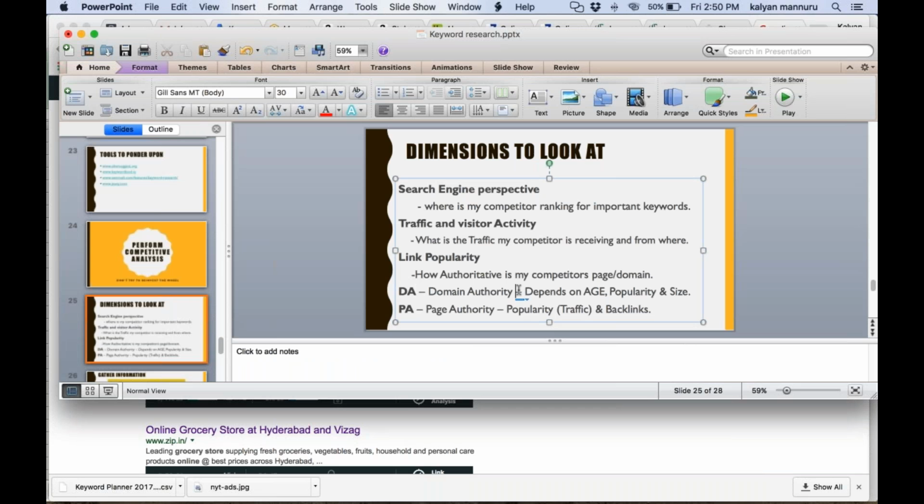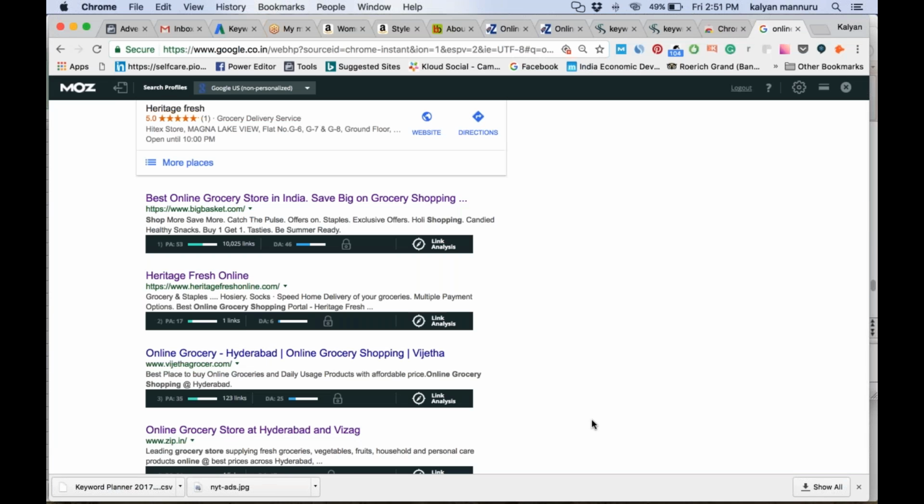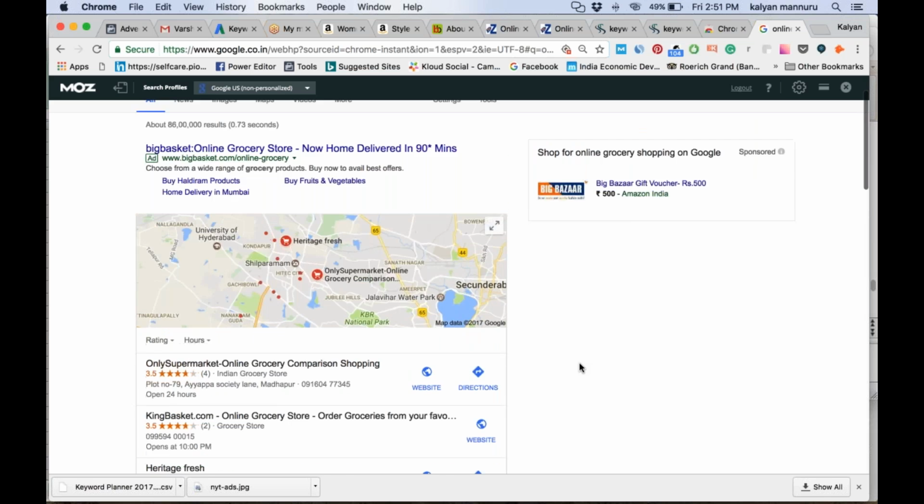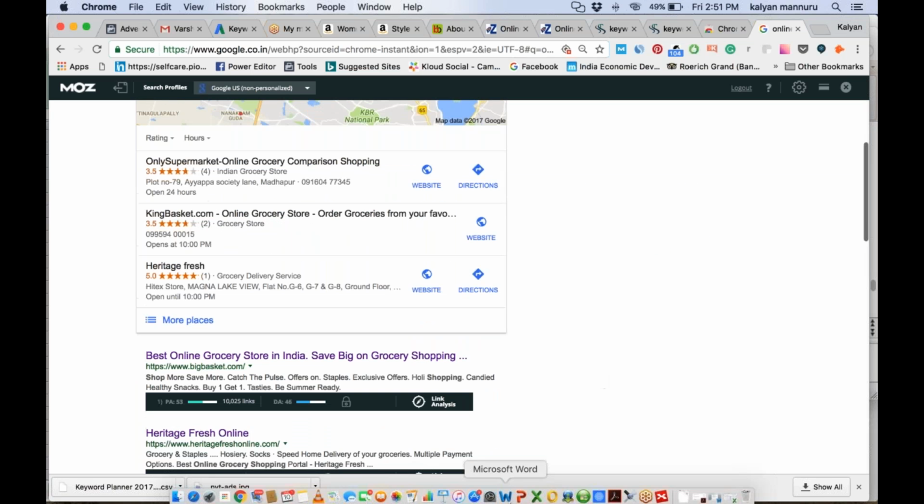How is the score given? Domain authority score is given based on the age of the domain. How old is your domain? That is www.yourwebsite.com. It is also based on the popularity of your domain and the size of the domain. Popularity means the traffic you're receiving versus how many backlinks your domain has.